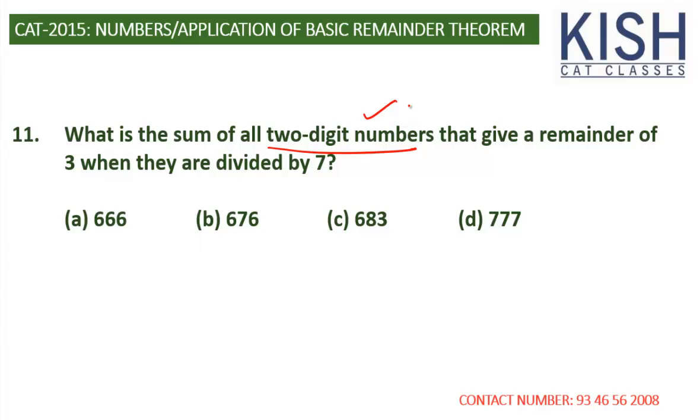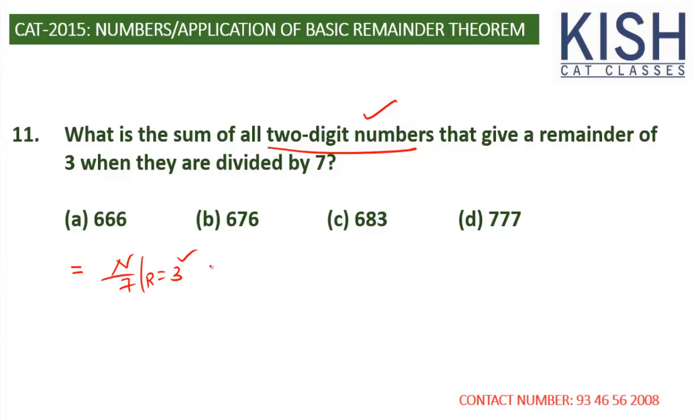All the 2-digit numbers we need to consider. Now n divided by 7, the remainder is equal to 3. Should we really identify 2-digit numbers? No, it's not needed. N divided by 7, the remainder is 3.